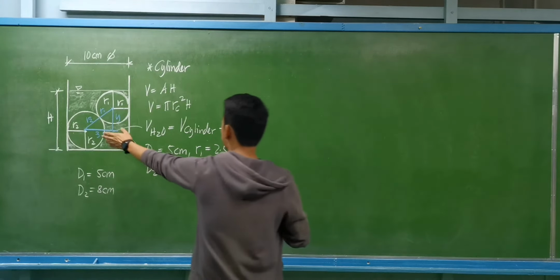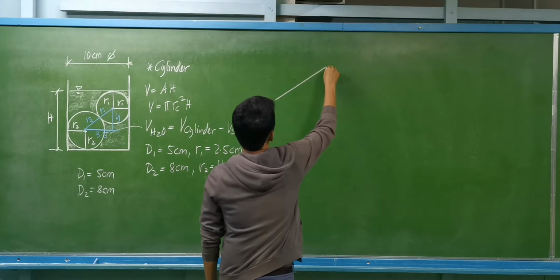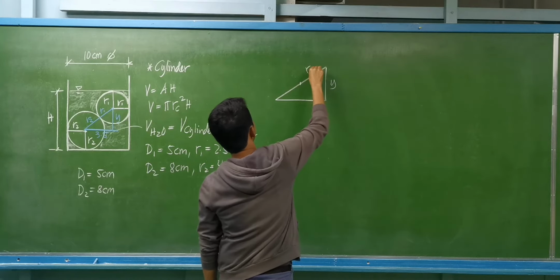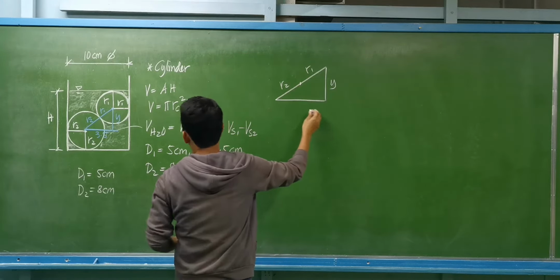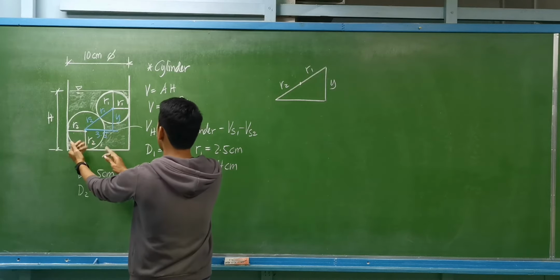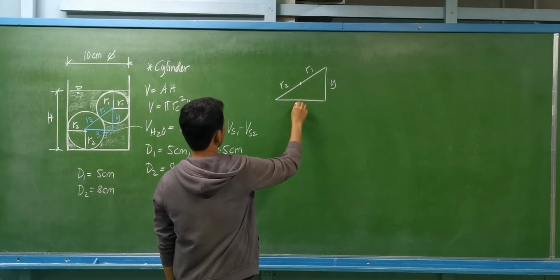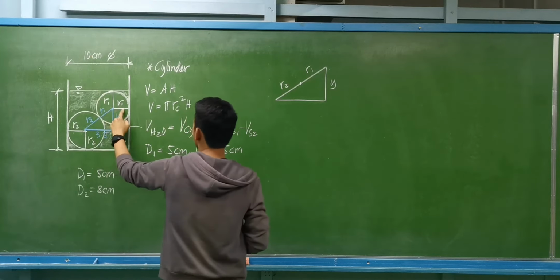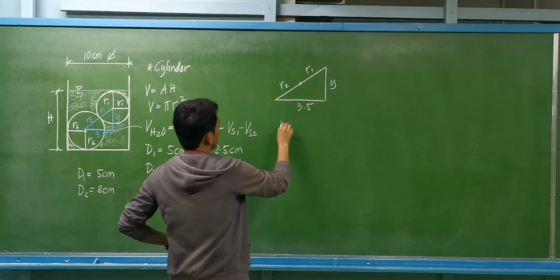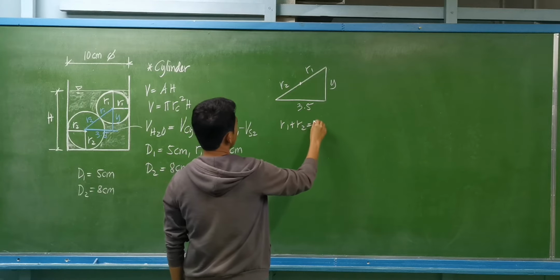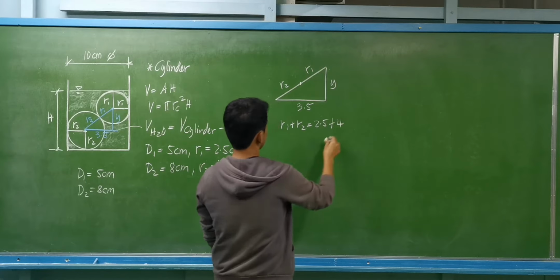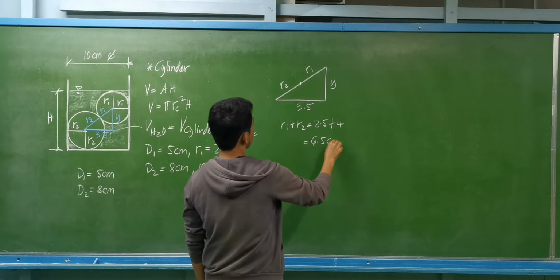So we have this triangular portion. We have this y. This distance is R1 plus R2, the center to center distance of the two spheres. The horizontal distance is, again, 10 minus 2.5 minus 4, which is 3.5. What is R1 plus R2? That is 2.5 plus 4. We have this as 6.5 centimeters.